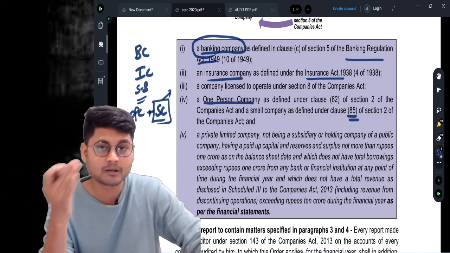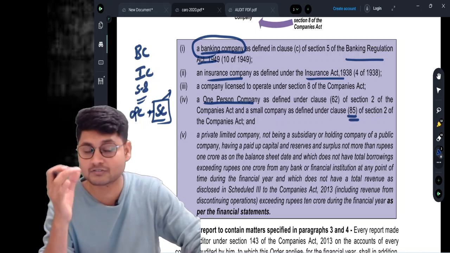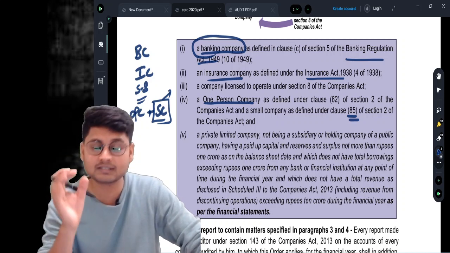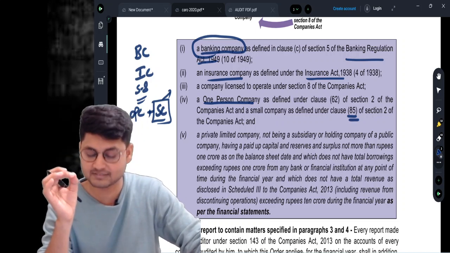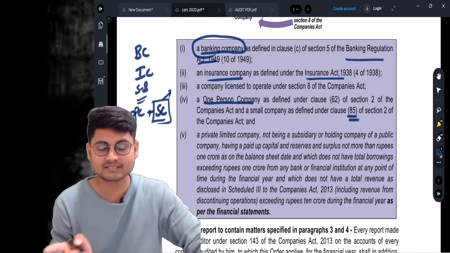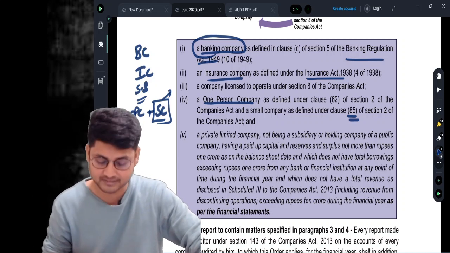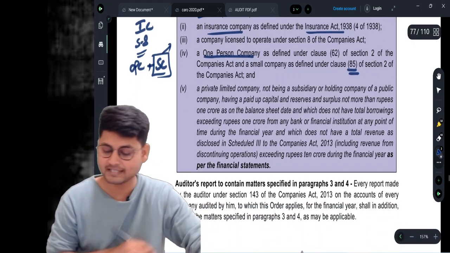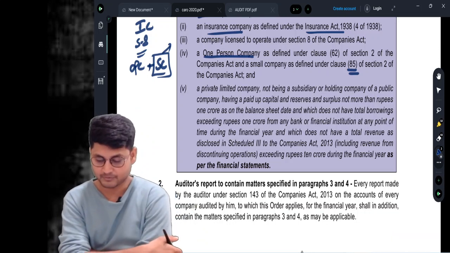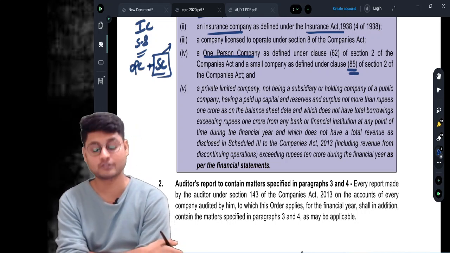To call a company a small company, there are certain threshold limits. That limit has now changed. Now it is your work to learn the new limits, which is given as homework for you. Previously it used to be different, now it is different. Now it is the first time we are writing the small company definition, which is revised. Okay, done. Next point. So for OPC and small company, CARO 2020 is not applicable.